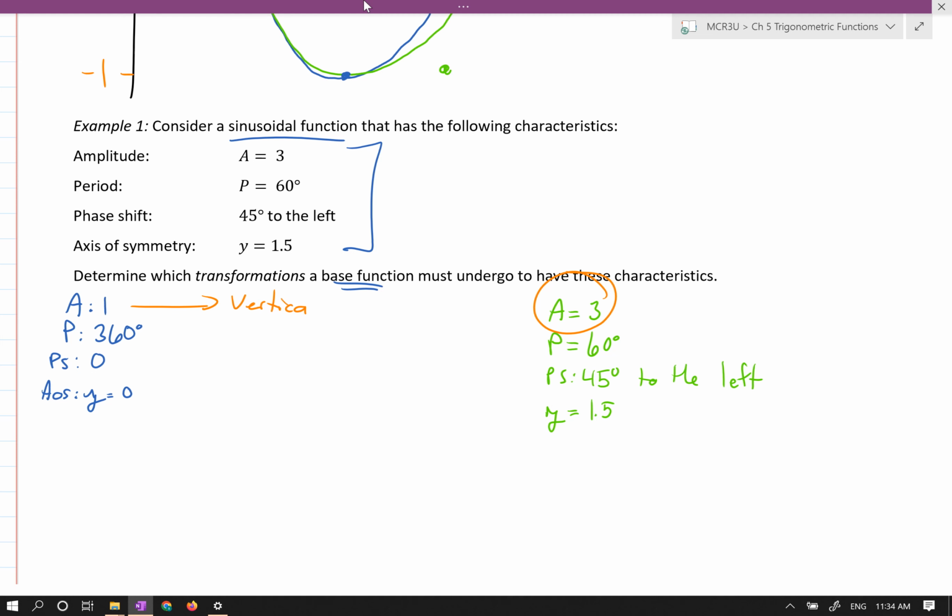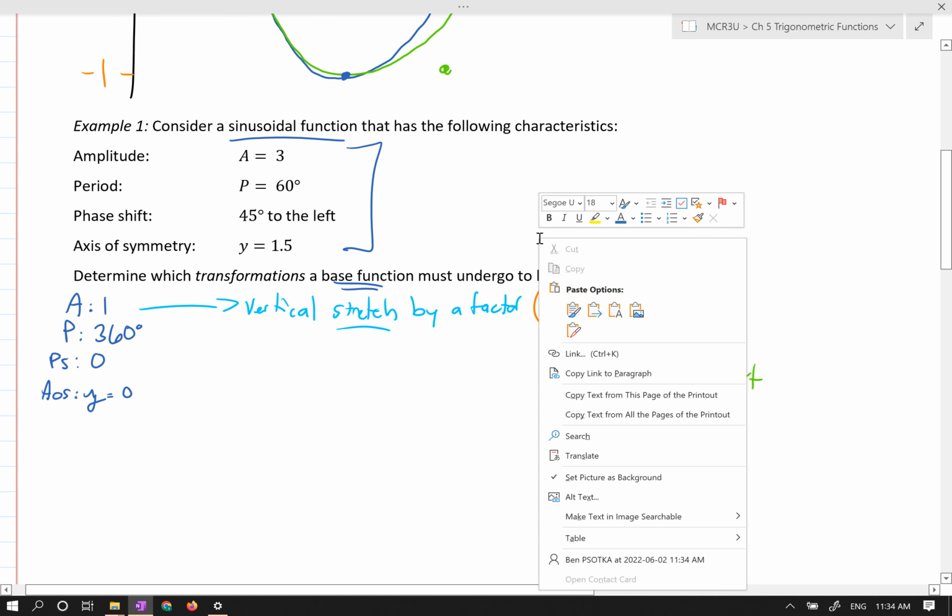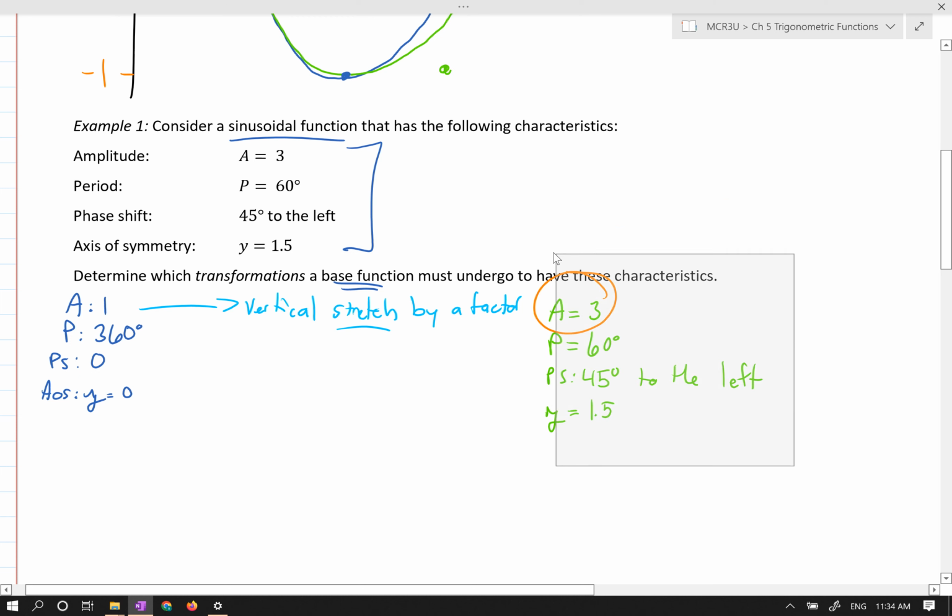And you know what? I'll change my color here because we're used to working with a nice light blue with our amplitudes. We would have a vertical stretch because it's increasing in size. Vertical stretch by a factor of 3. And I'll just move this over to give ourselves a little bit more space right here.